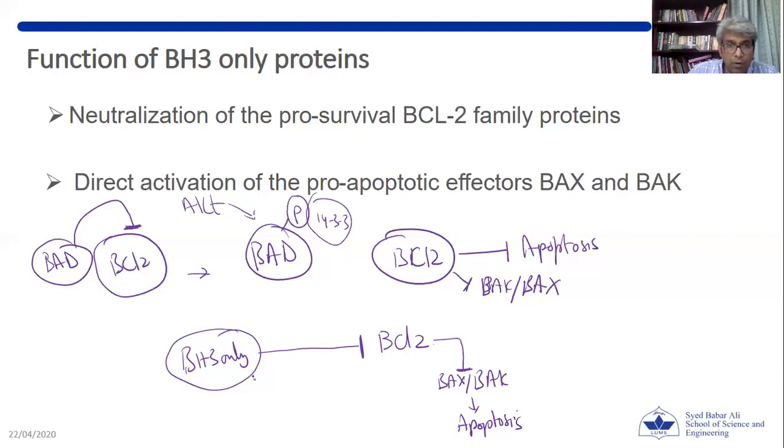Now, BH3-only proteins can also directly activate BAX and BAK, and this can actually cause apoptosis as well. So this can increase apoptosis as well.